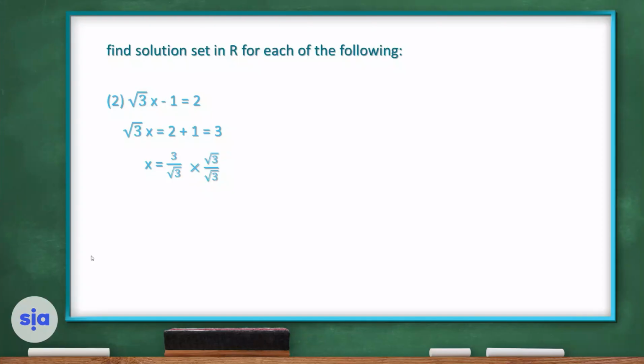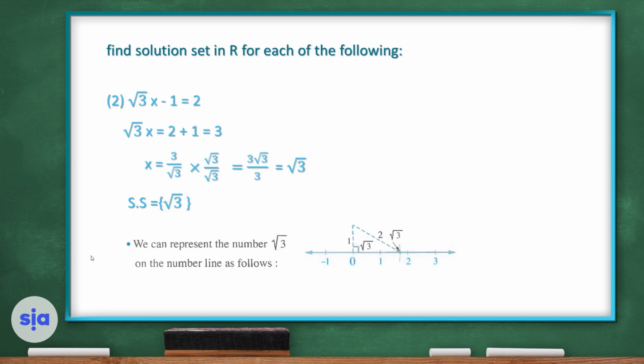Then, times square root of 3 up and down. So, x equals 3 square root of 3 over 3, which is square root of 3. Then, in this question, the solution set will be square root of 3. We can easily represent it on a number line this way.